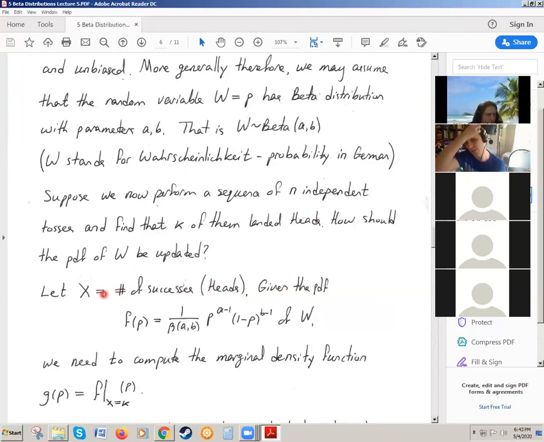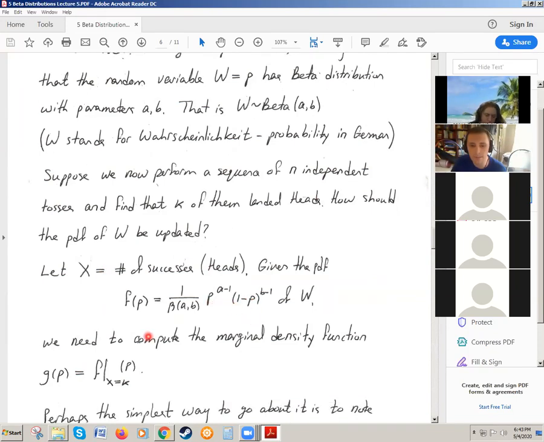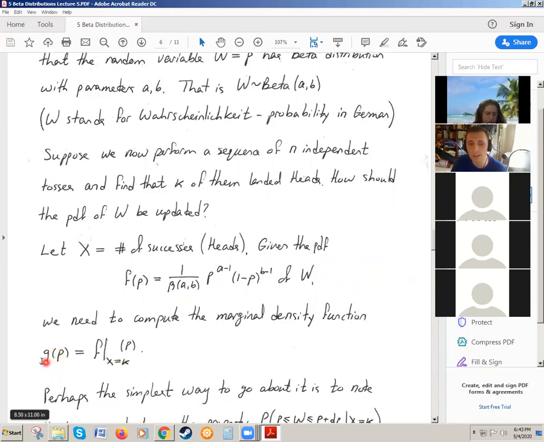Okay, so we want to understand how the density function should be updated. In other words, we want to find a new density function g(p), which will tell you the density given that X landed k times. So in other words, the coin landed k times on heads. Do you understand what this is supposed to mean? It's like before, I have no idea. Let's say I think it's equally likely.